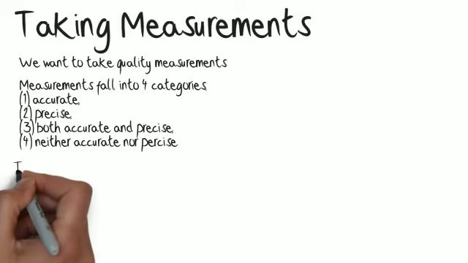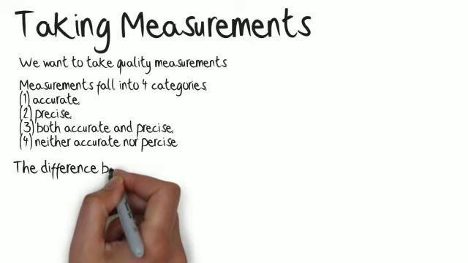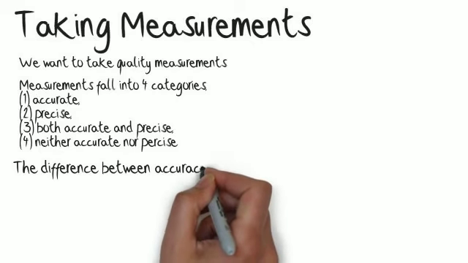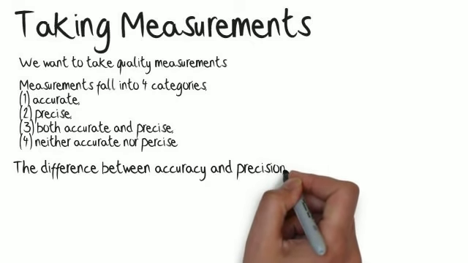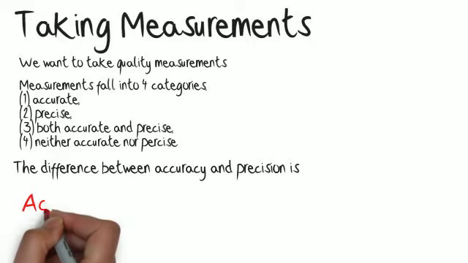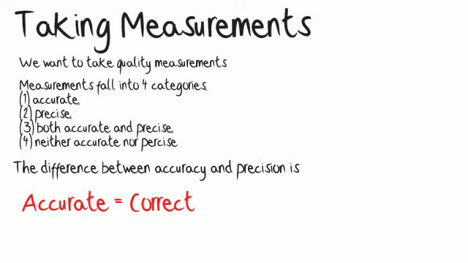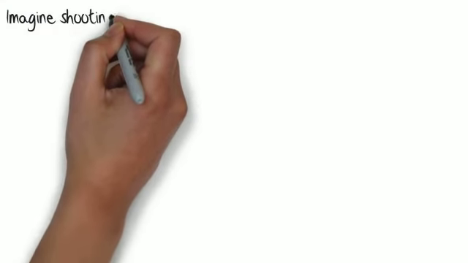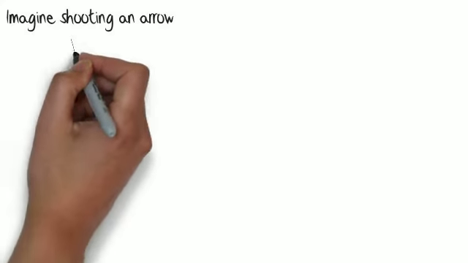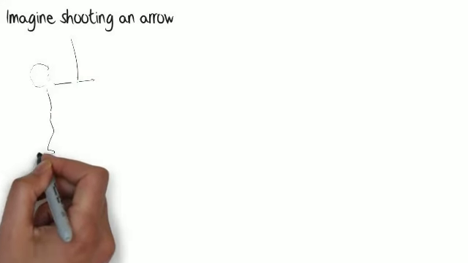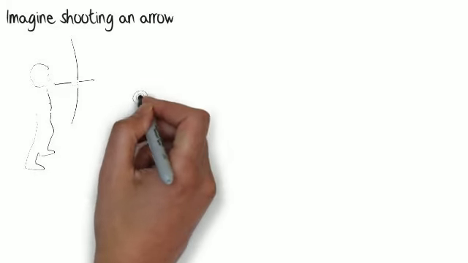Accuracy and precision are words that are generally used together, but there is a difference between accuracy and precision. The difference is that accurate means correct, whereas precise means reproducible. To explain that idea a little bit further, I want you to imagine shooting an arrow. If you're standing aiming at a target downfield, you could have one of four different types of results.